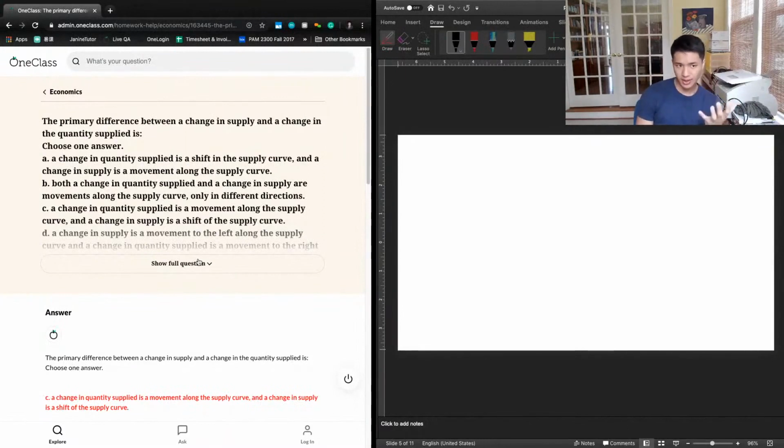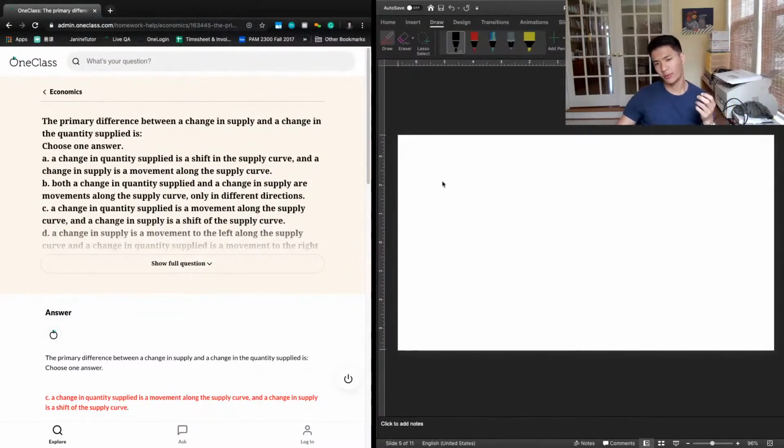supplied is A. A change in quantity supplied is a shift in the supply curve, and a change in supply is a movement along the supply curve. B. Both a change in quantity supplied and a change in supply are movements along the supply curve, only in different directions. C. A change in quantity supplied is a movement along the supply curve, and a change in supply is a shift of the supply curve. Or D. A change in supply is a movement to the left along the supply curve, and a change in quantity supplied is a movement to the right.